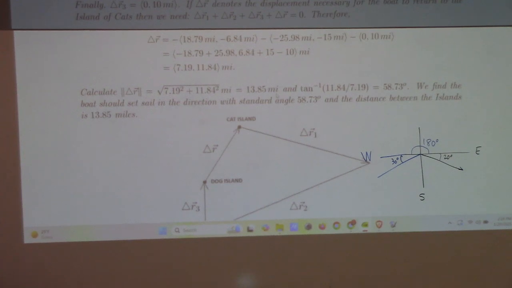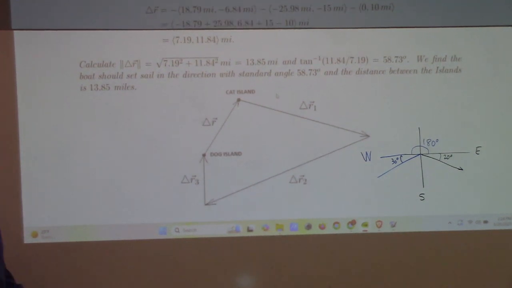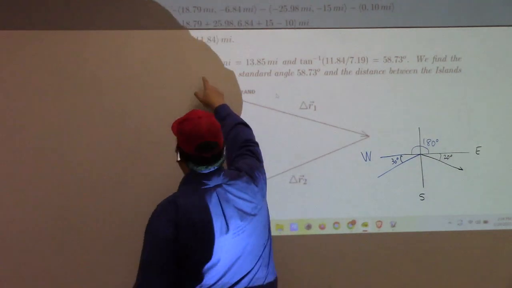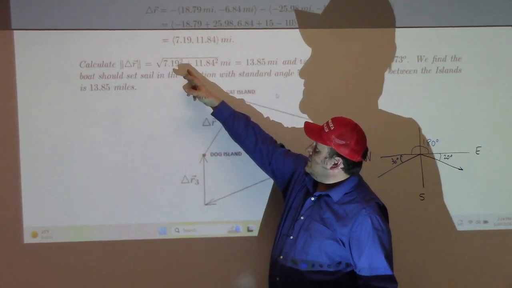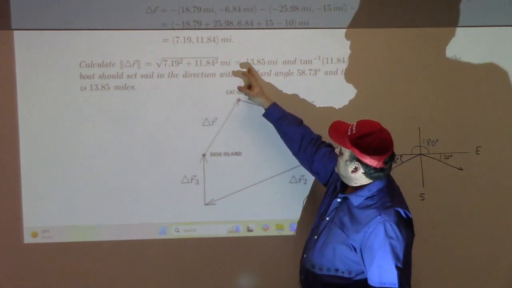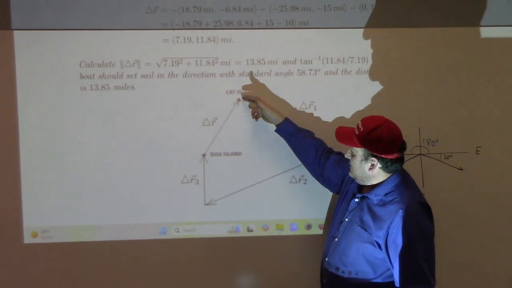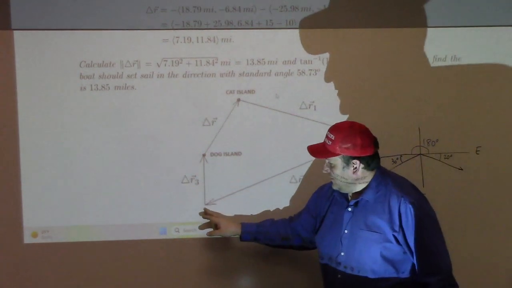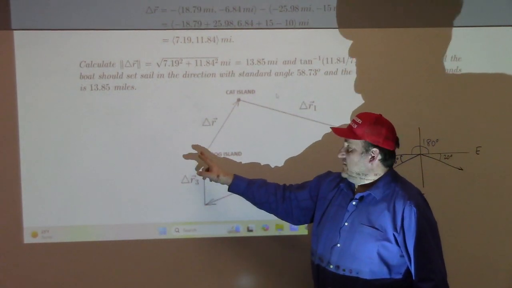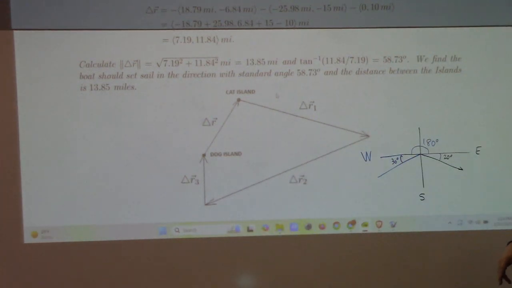So let me scooch this up just a bit here. So the distance, it's very aggravating. The distance is the length of that vector, right? So 13.85, we're 13.85 miles from where we started at the end of the 3 displacements, right? The 20 degrees, the 30 degrees, and then the due north displacement, right? That puts us here, a 13.85 mile trip between Dog Island and Cat Island.